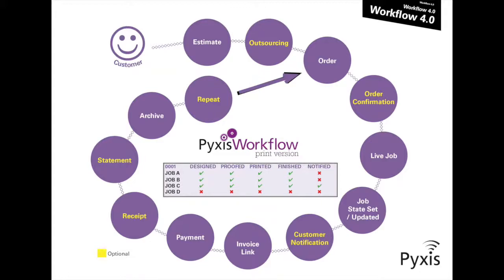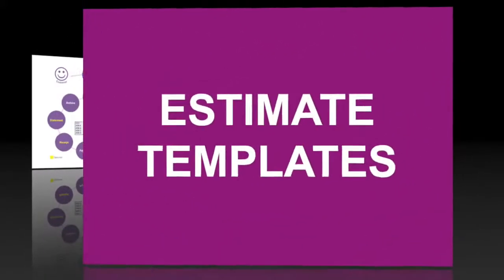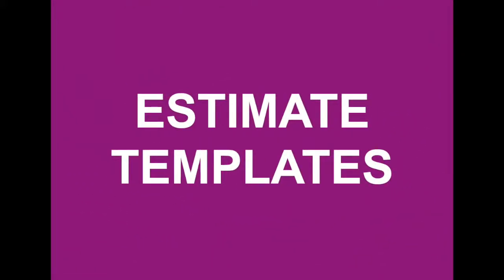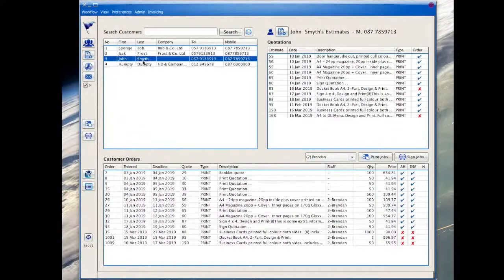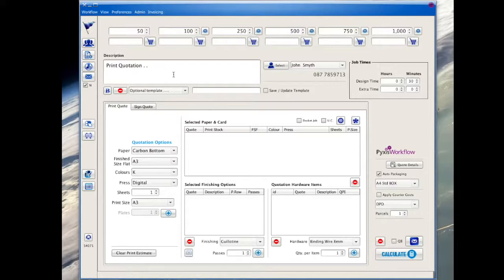And we all know it is often the print or sign company that gets that quotation in there first that wins the job. Saved templates for popular jobs give Workflow users a big advantage in this regard. Here I will create both a sign and a print estimate for John Smith. Each one will be generated using a saved template.